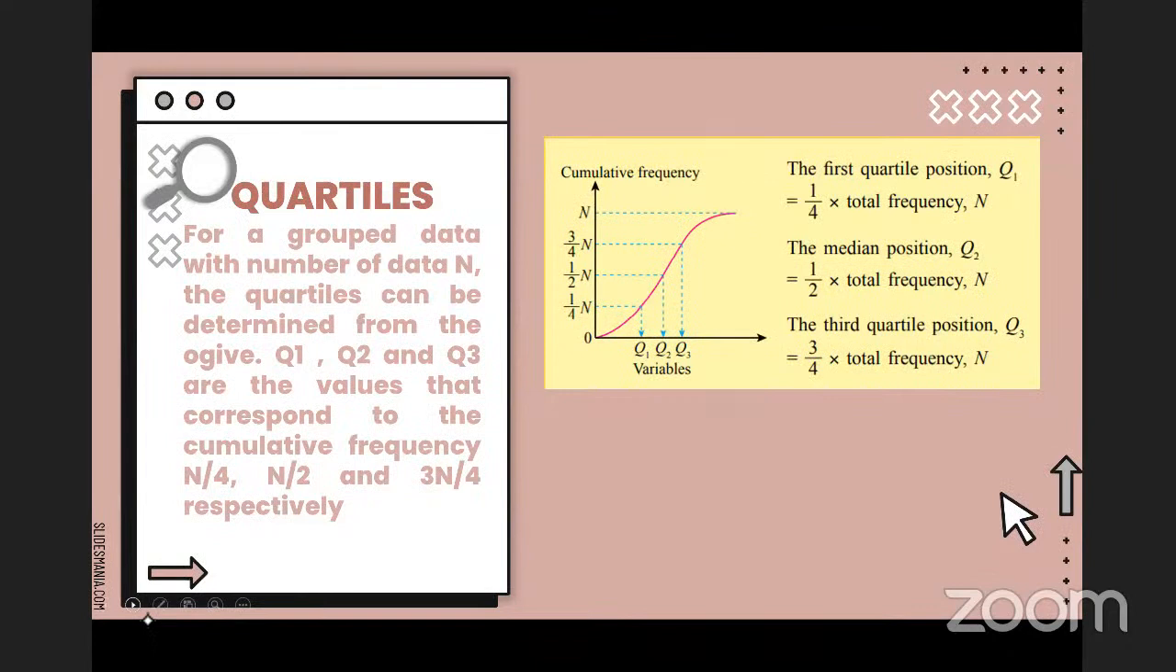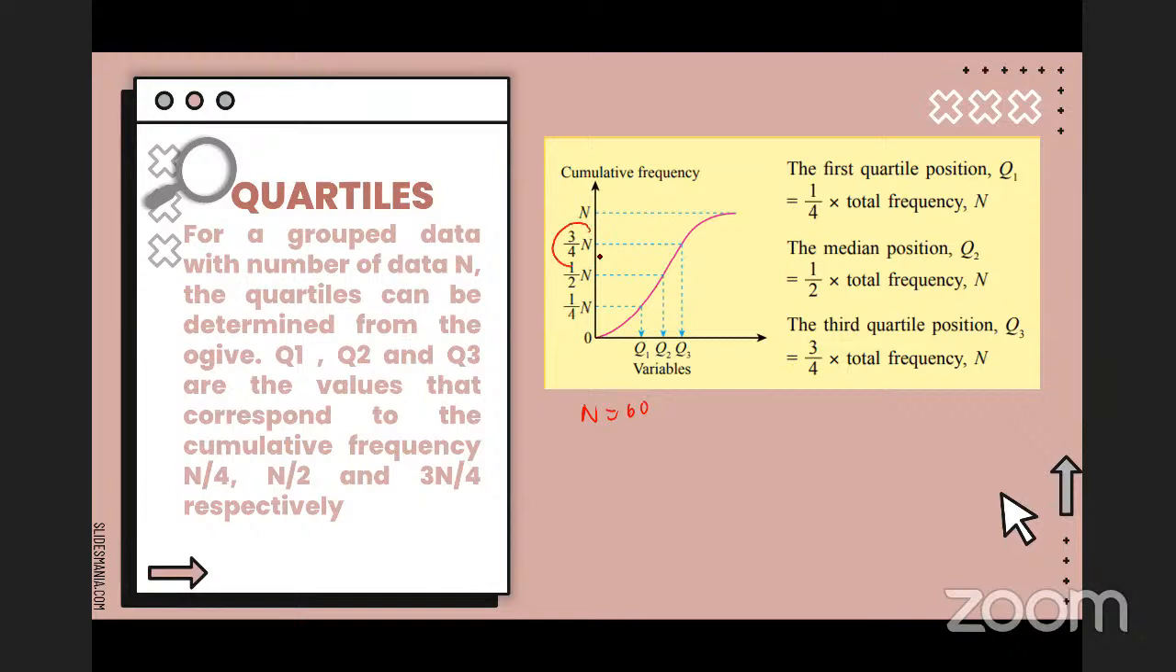So quartiles is for group data with number of data n, and the quartiles can be determined from the ogive. So quartile 1, quartile 2, and quartile 3 are the values that correspond to the cumulative frequency n/4, n/2, and 3n/4 respectively. Let's say this is your ogive, okay? So the n will be your number of data, like having number of data of 60.